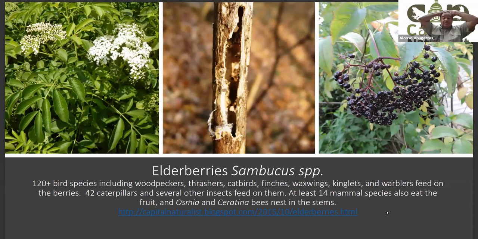Elderberries, tons of neat things about elderberries. 120 different kinds of birds like to use them. It only feeds 42 caterpillars, which is still pretty darn good. And a lot of different things live on them, including inside, because it's got hollow pith. Because of the hollow pith, many carpenter bees, especially Ceratina, the tiny little carpenter bees, live inside of them, which is why the woodpeckers come and use them quite a bit. It is an edible food, although you don't want to eat it raw.